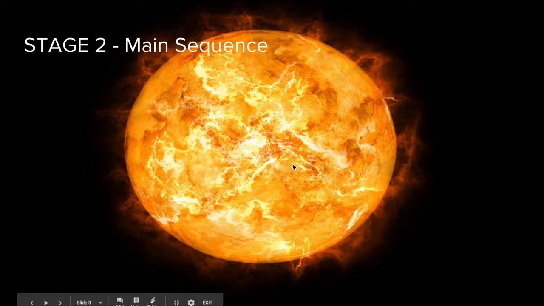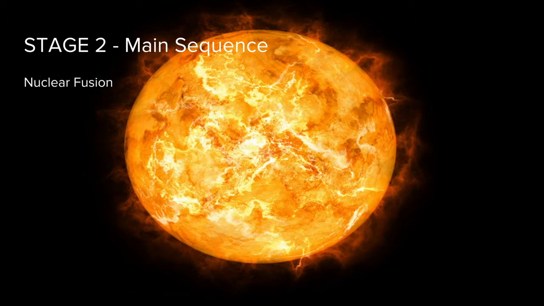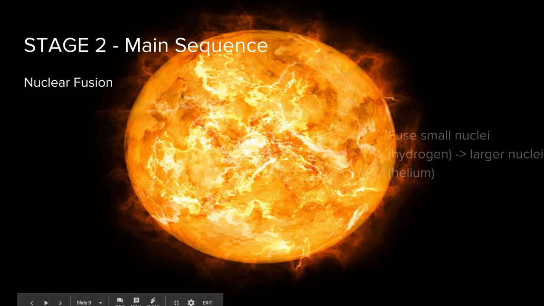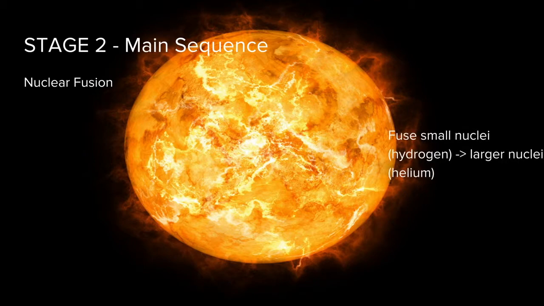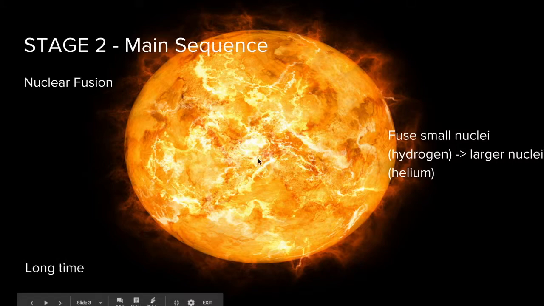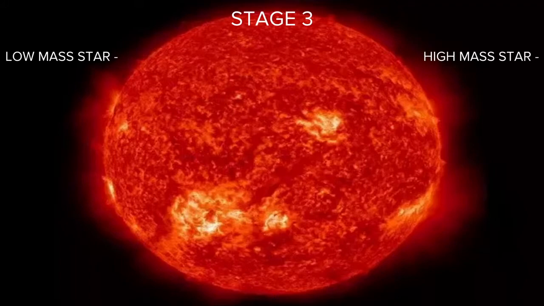So stage 2, the main sequence, this is where nuclear fusion occurs. Nuclear fusion occurs in the main sequence where small nuclei like hydrogen fuse to form larger nuclei like helium. And this main sequence is for a long time. It's 90% of the star's lifespan. Now, the bigger they are, the harder they fall. So the bigger the star, the shorter its lifespan. And so high mass stars have a shorter lifespan, and low mass stars have a longer lifespan.